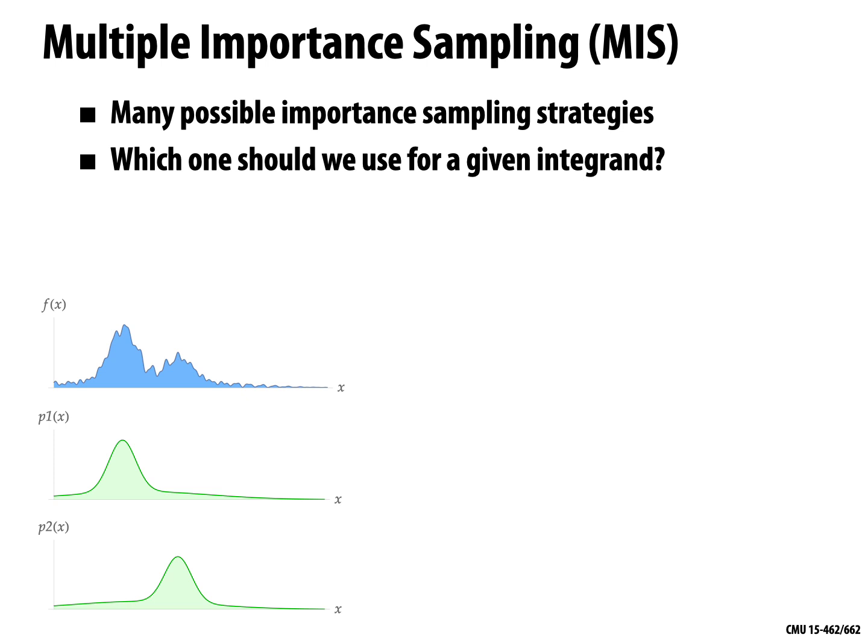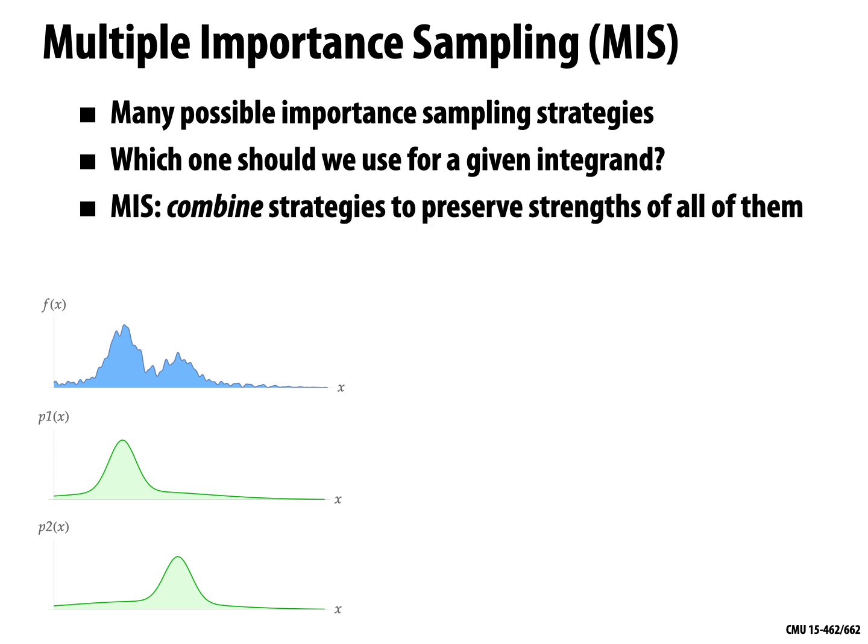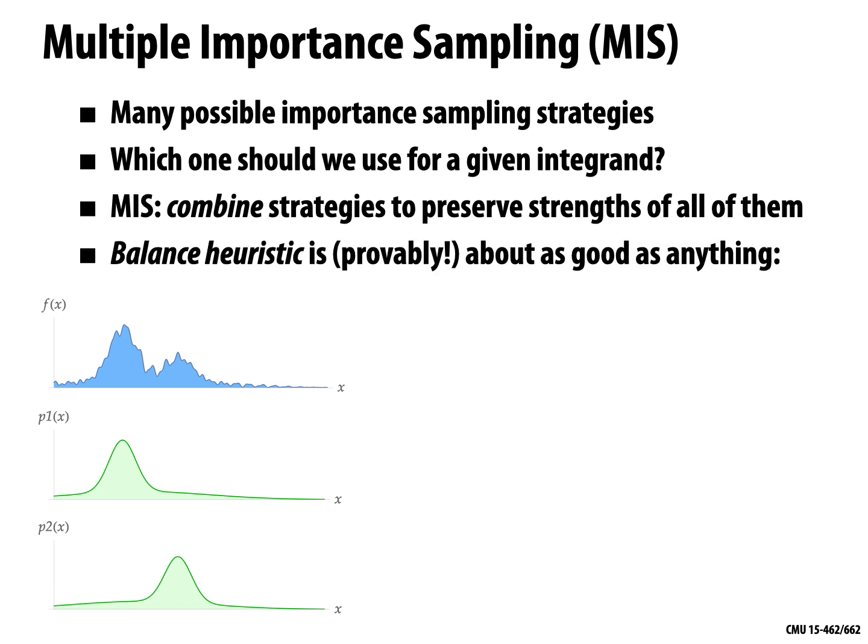When we're talking about importance sampling over path space or doing different kinds of light and material importance sampling strategies, it's really not so clear. There's not really a picture you can just look at and say, oh yeah, these are the ones we should use and this is how often. So there's this idea of multiple importance sampling, which is an automatic way to combine different importance sampling strategies to preserve the strengths of all of them. And these are all a little bit heuristic, but you can prove that certain heuristics are asymptotically about as good as anything else you could do.